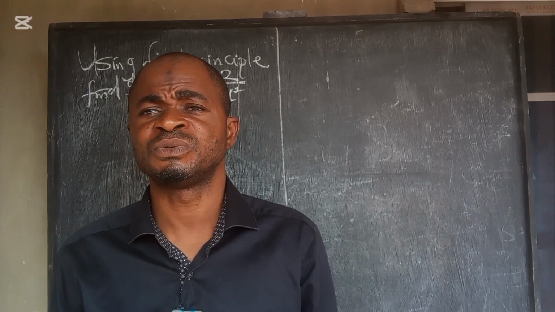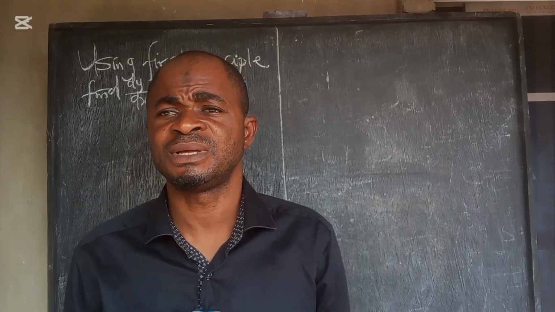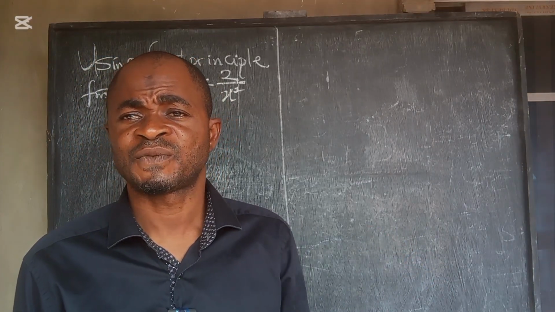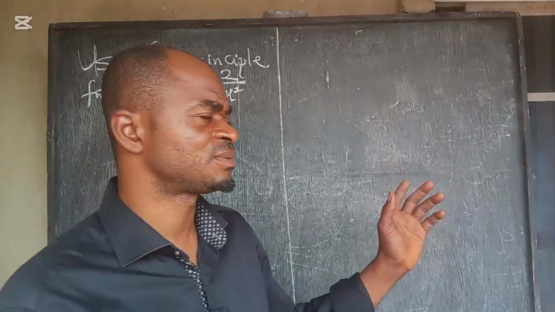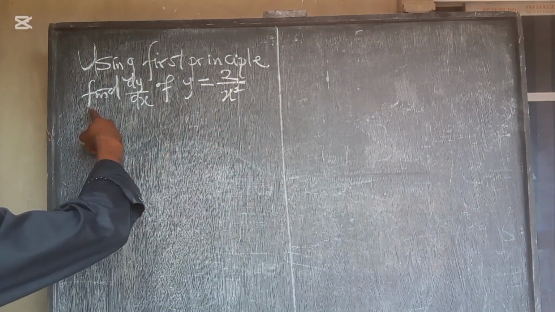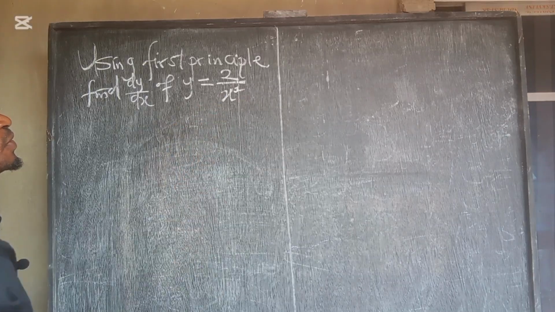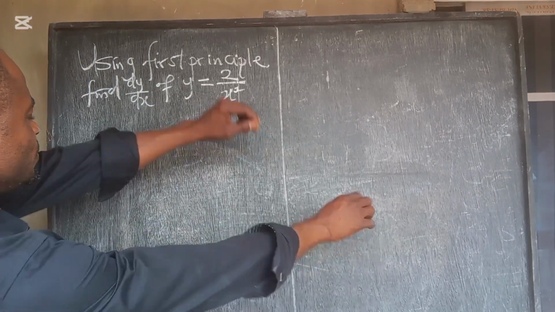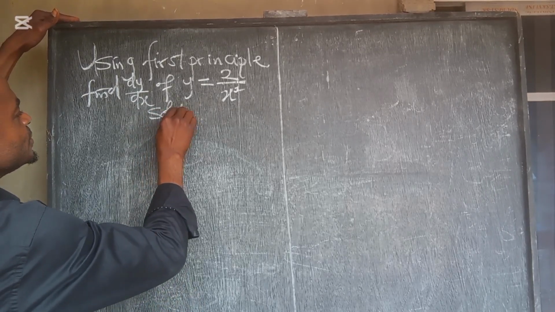Now today we started the first principle as well, and today we want to look at this question under the first principle. The question is stated here as: using first principle, find dy/dx of y equals 2 all over x squared. Let's go. To start with, solution.